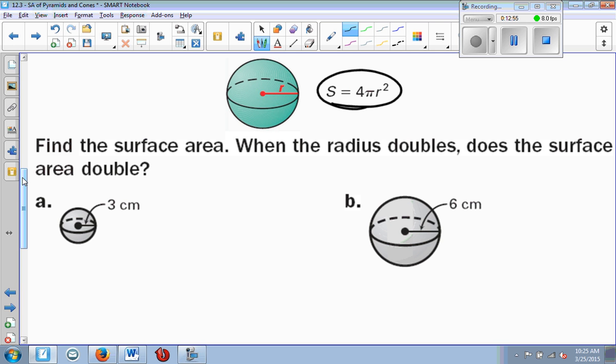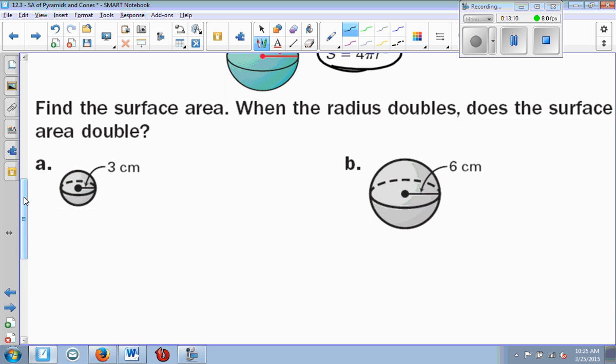So the problem says find the surface area. So we've got 2 balls here. It says when the radius doubles, does the surface area double? So if I go from a ball of 3 centimeter radius to 6 centimeter radius, does the surface area double? Does it just get twice as large? So we're going to answer that question.